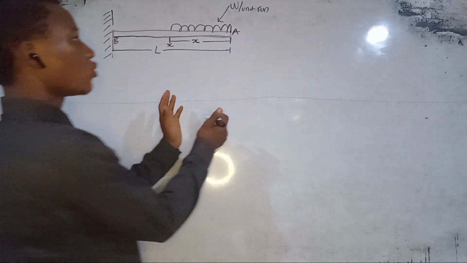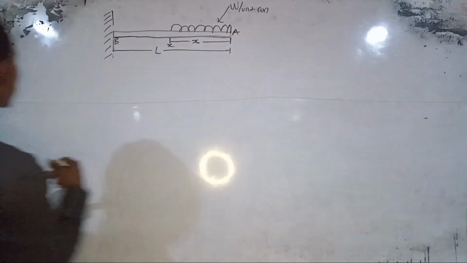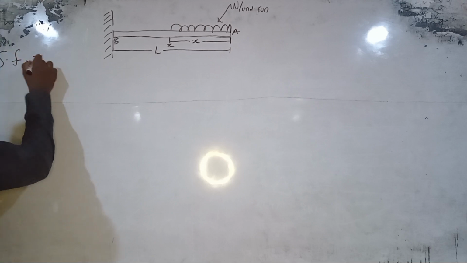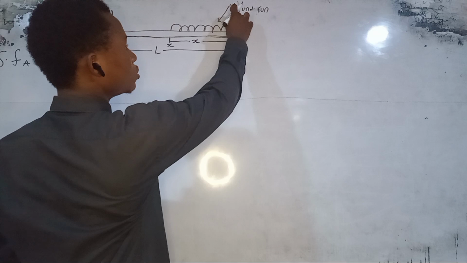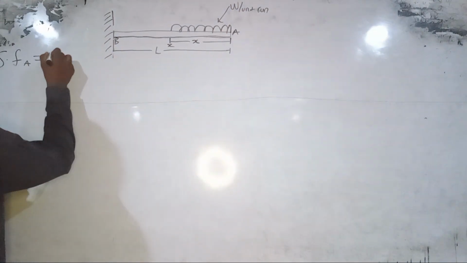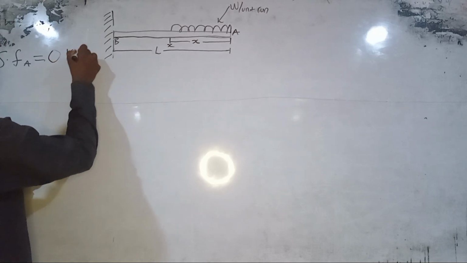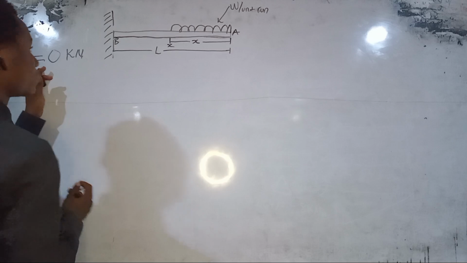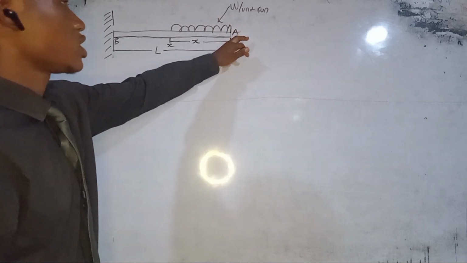Now our shearing force at A will be equal to this unit load times the distance from A to A, which is still 0. So our shearing force here is equal to 0 kilonewton, which is minus 0 kilonewton. It's still 0 kilonewton. So that is our shearing force at A.